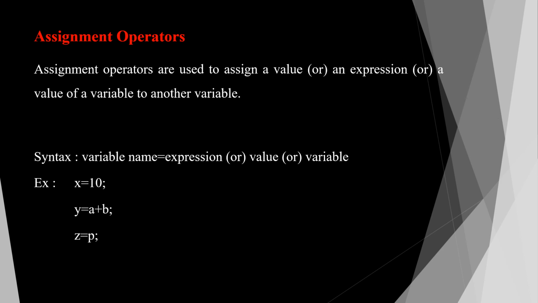There are three examples here. In the first example, x is equal to 10. The variable is x, and the value 10 is assigned to the variable x. In example 2, y is equal to a plus b. The a plus b is an expression, and this expression is assigned to the variable y. In the third example, z is equal to p. The p is a variable which is assigned to one more variable, z.